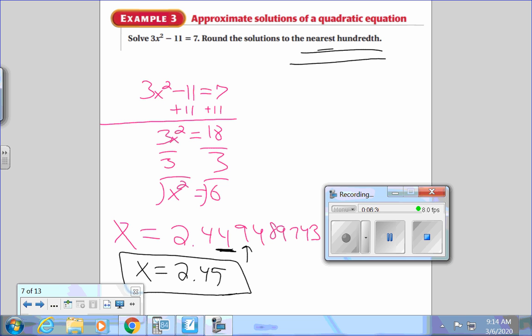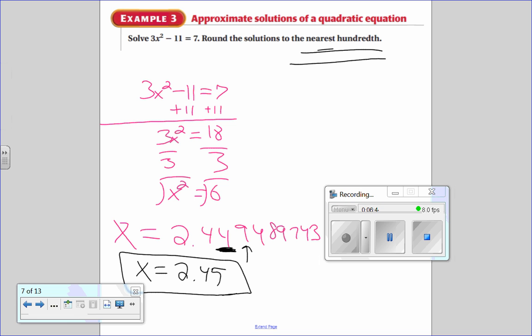All right, some of my students said I used the wrong terminology in the video, but we did do the rounding correct. So it's 2.45, and this is called the hundredth place. You look at the thousandth to help you round the hundredth correctly.